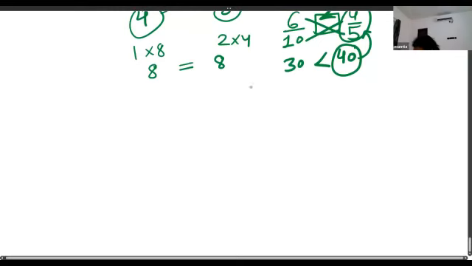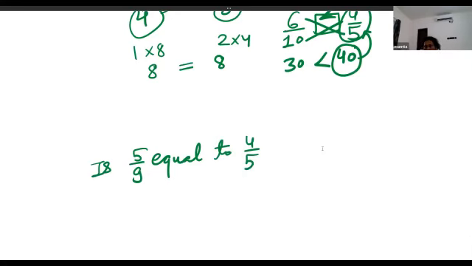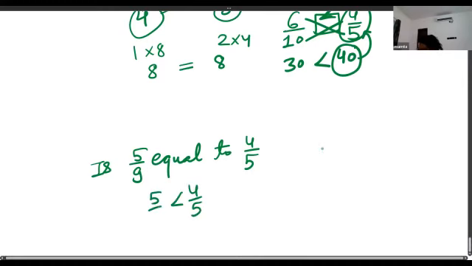Now if I say, is 5 by 9 equal to 4 by 5? I'll ask one by one. Advika, is 5 by 9 equal to 4 by 5? Ma'am, first we will multiply 5 into 5, which is 25. And then we'll multiply 9 into 4, which is 36. So 4 by 5 is greater. Yes, 4 by 5 is greater than 5 by 9. They are not equal.